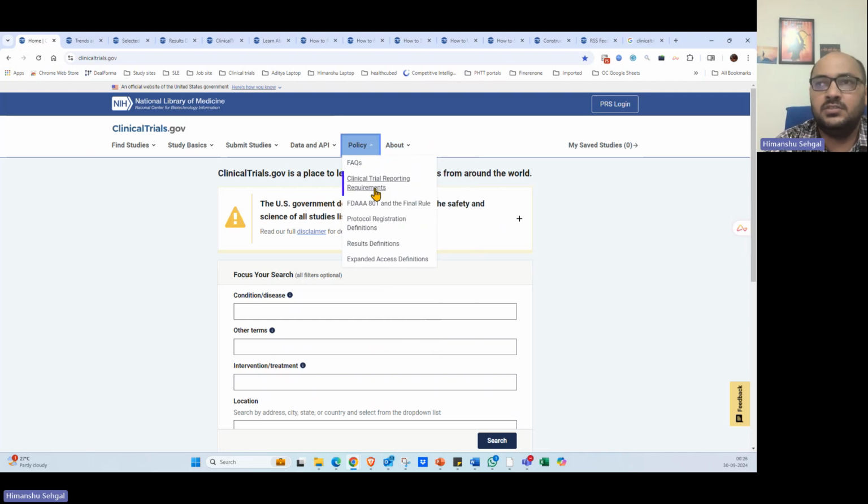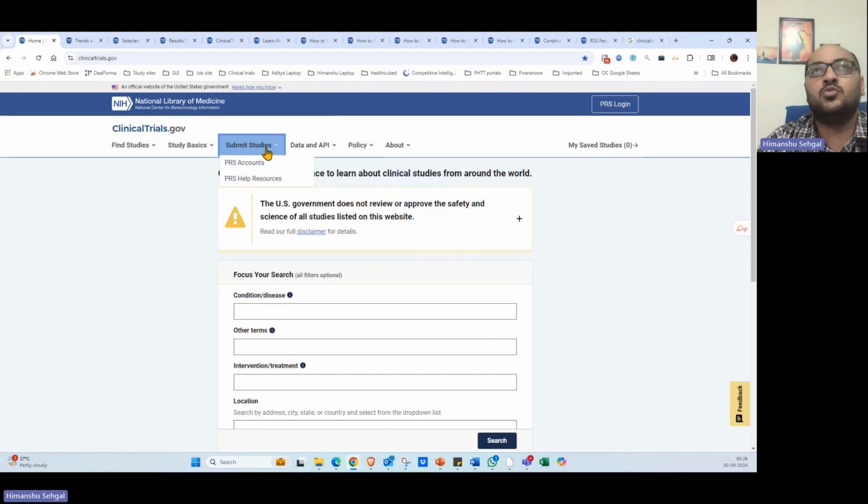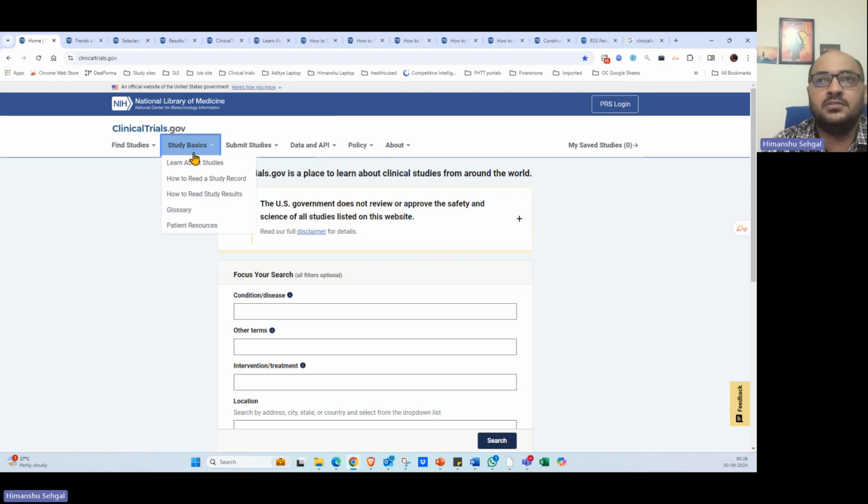Then they have certain policies. You can find the policies here. Data and API: how to download the study record, access the app record and everything. So again, resources for PRS accounts and then resources. Then study basics. This is a very important section for you as an analyst. What are the study basics? How can you learn from these study basics?